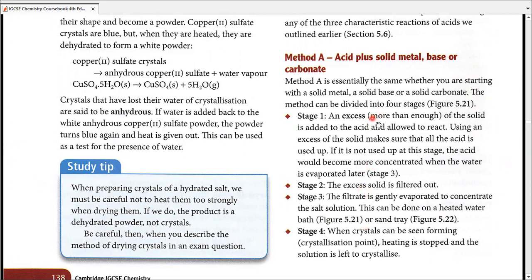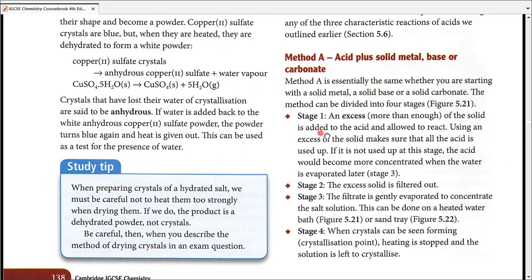Now, stage one. An excess, or more than enough, of the solid is added to the acid and allowed to react. Using an excess of solid makes sure that all the acid has been used up. That's a very important point. So we need the excess of this solid, whether it's metal, whether it's base, or whether it's carbonate. It does not matter which one we are talking about. In all three cases, we need excess of the solid, but a lesser amount of acid.